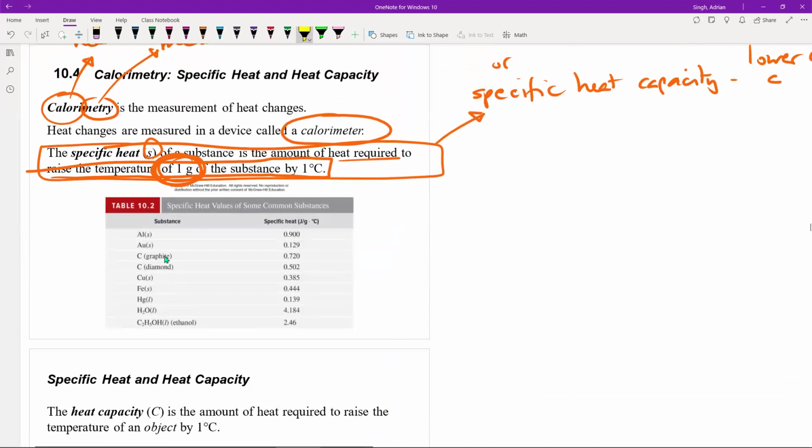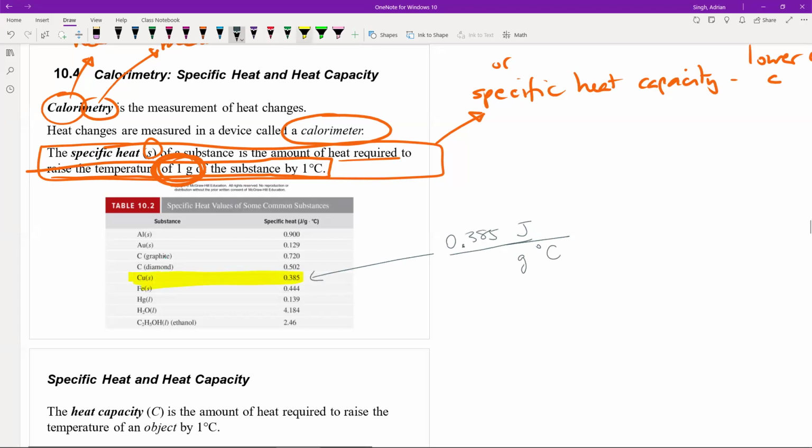If we look at the specific heat capacity of, let's say, a metal, so let's look at copper, Cu, a specific heat capacity of 0.385. The units are joules per gram degree Celsius. So it takes, in other words, 0.385 joules of energy to raise the temperature of 1 gram of copper by 1 degree Celsius.